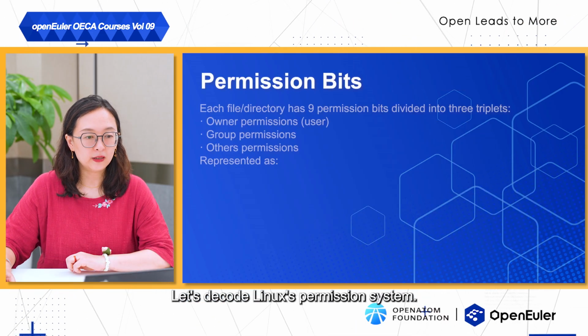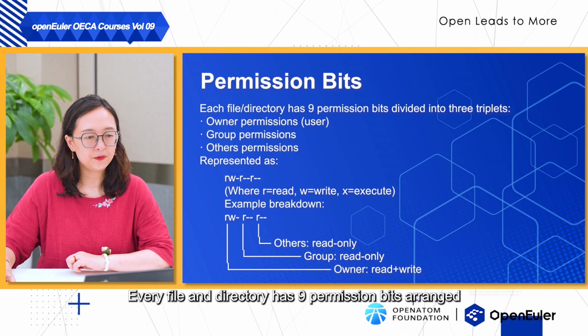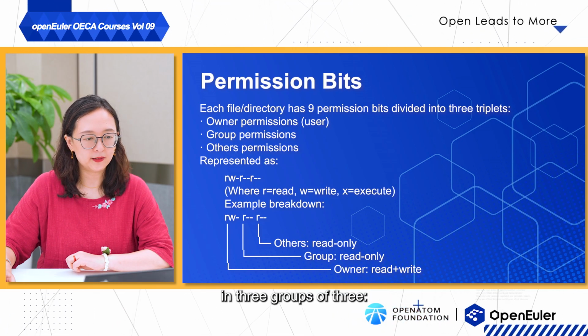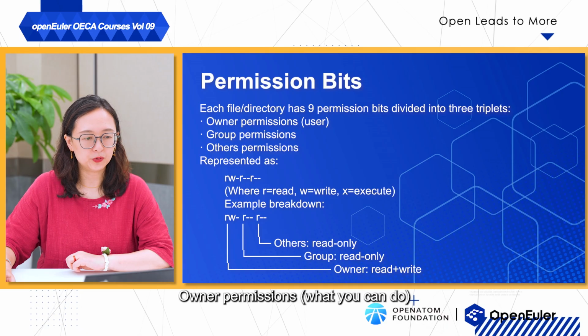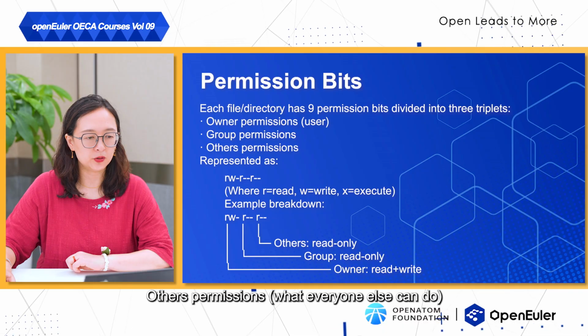Let's decode the Linux permission system. It's actually beautifully organized. Every file and directory has 9 permission bits arranged in 3 groups of 3. Owner permissions, what you can do. Group permissions, what your team can do. Other permissions, what everyone else can do.